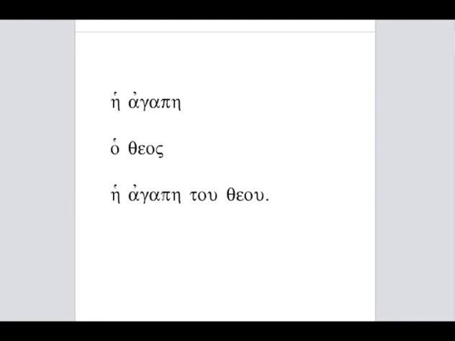So, on the one hand, it can be objective, that is, God being the object of the love. So the love of God, meaning loving God, our love of God. But it can also mean God's love. So it can mean one of two things. It can either mean our love for God or God's love, right? The love of God in English can mean those two things. It can also be subjective, that is, the love of God referring to God's love.